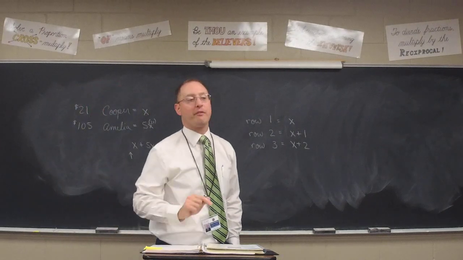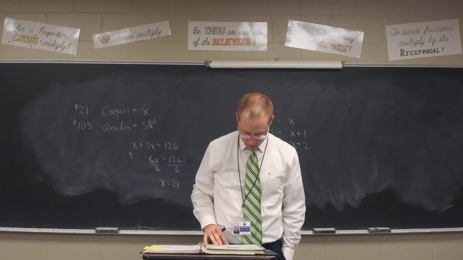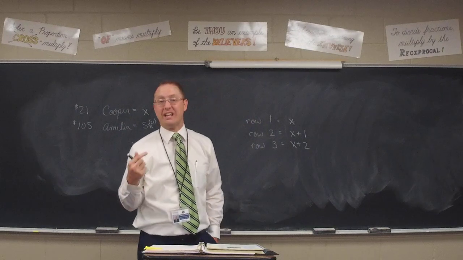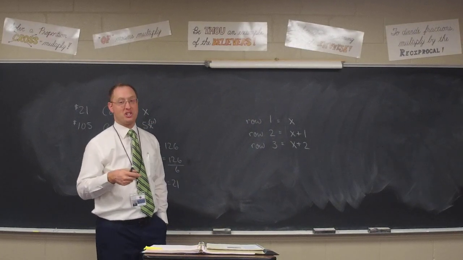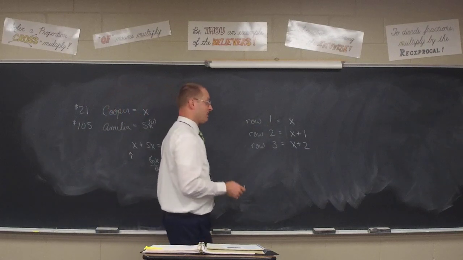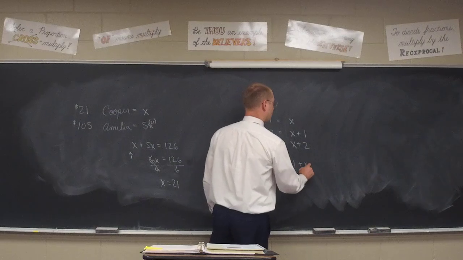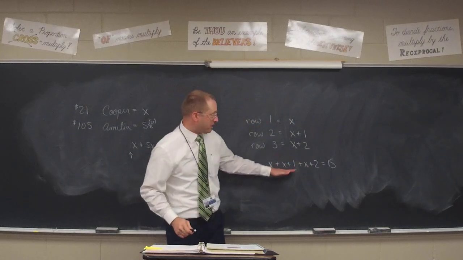But the number we haven't used yet, Michael. We haven't used 15 students. 15 students total in those first 3 rows. So what should our equation be, Jalen? X plus 1 plus X plus 2 equals 15. There we go. Just add all 3 of those things together.